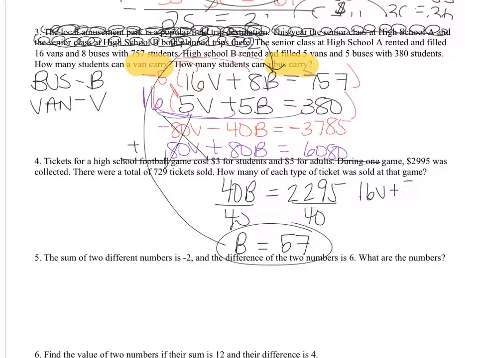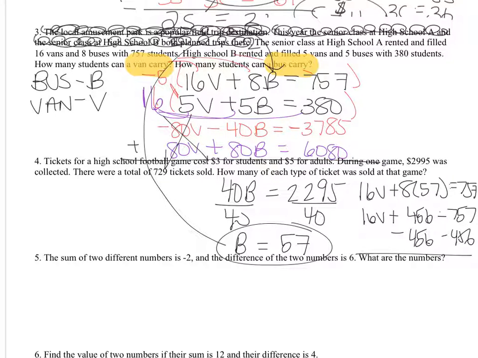So 16V plus 8 times 57 equals 757. 8 times 57 makes 456. So now I'm going to subtract 456 from both sides. I get 301. So 16V equals 301. Divide by 16. I get 18.8, which rounds to 19. So a bus can carry 57 kids and a van can carry 19 students.